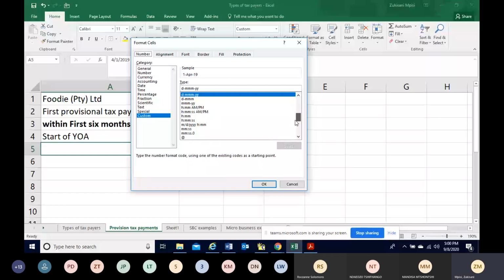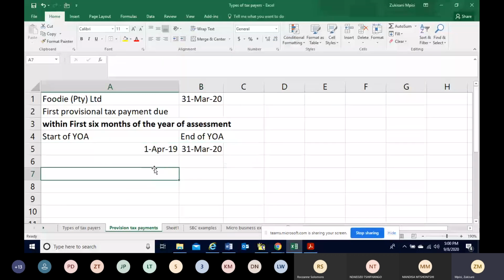Right, let me leave that as it is for now. So this is what you know. The first provisional payment is therefore due on the last day of the 6 months. So it's due within the first 6 months, which means that on the last day of the 6 months. So in this case, it is due.